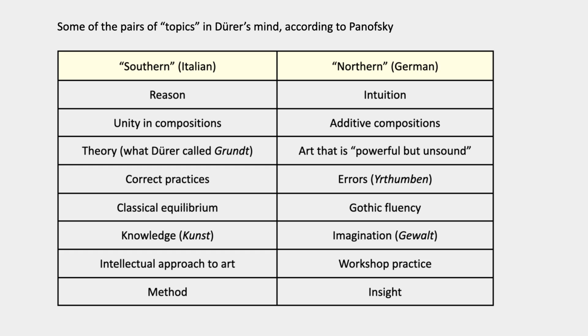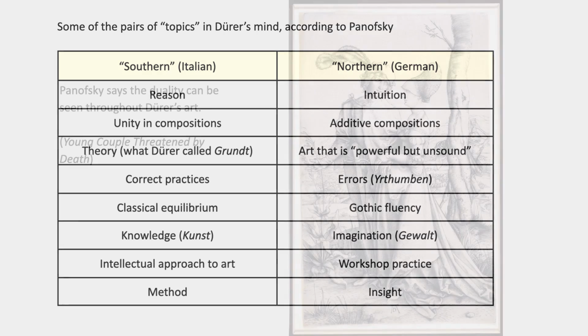And just to read one more row of this table, Italian art was associated in Dürer's mind with theory. He had his own 16th century German word for that, but the idea was that Italian art was ruled by theory, had art theories, and German art, Dürer thought, was, quote, powerful but unsound. That's Panofsky's description of Dürer's idea of the art of his own country, working without art theory.